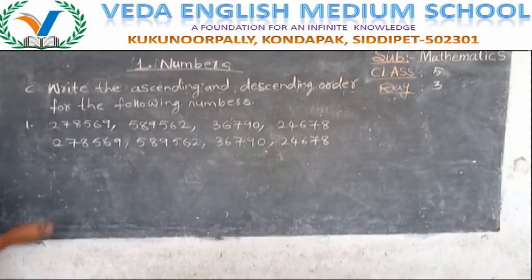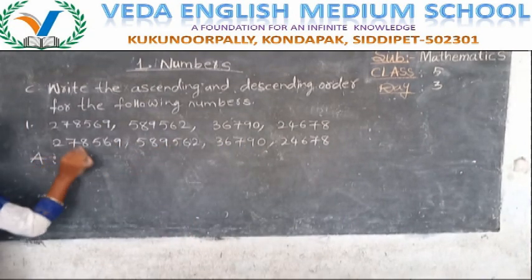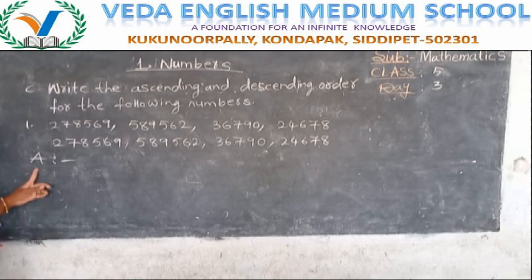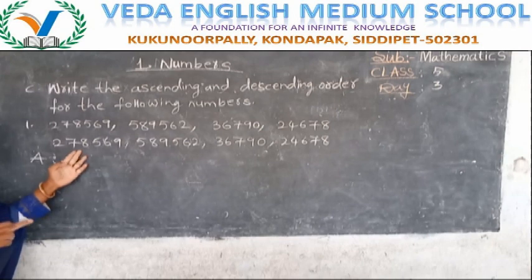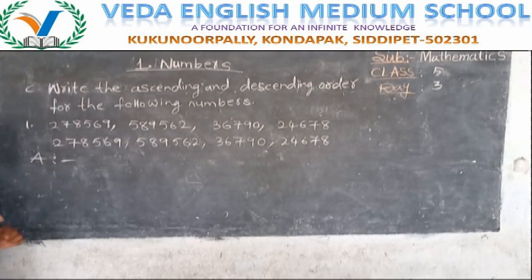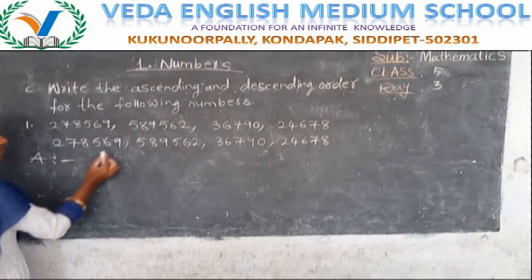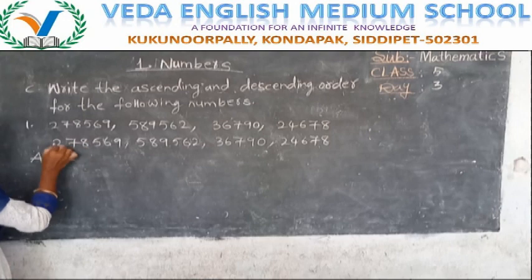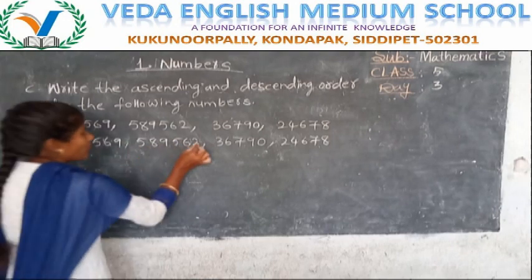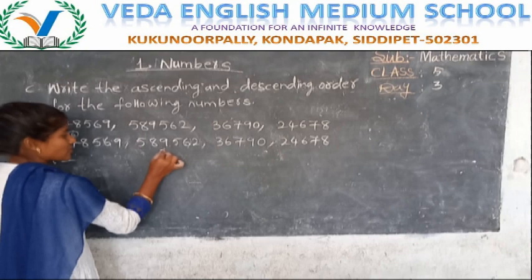Now for these numbers we have to write both orders, ascending order and descending order. First we will write ascending order. What is meant by ascending order? The arrangement of numbers from smaller number to greater number is called ascending order. In our previous class we learnt about ascending order. Before writing these numbers in ascending order, we have to count the digits in each number. 1, 2, 3, 4, 5, 6: it is a 6-digit number. It is also a 6-digit number.